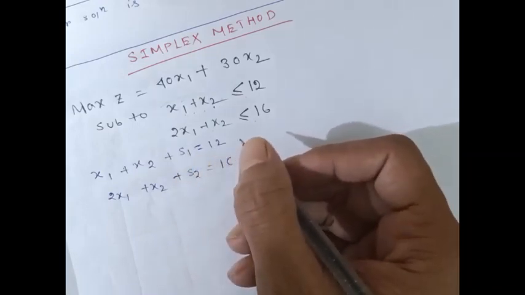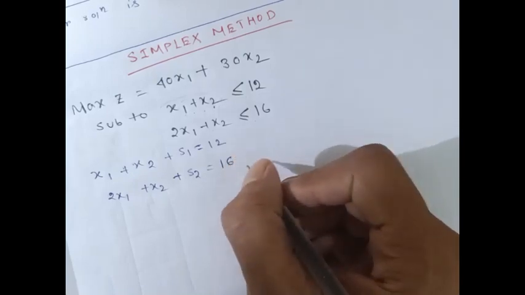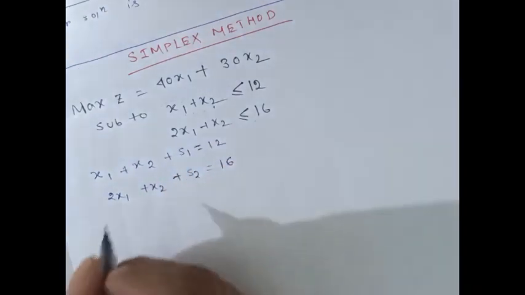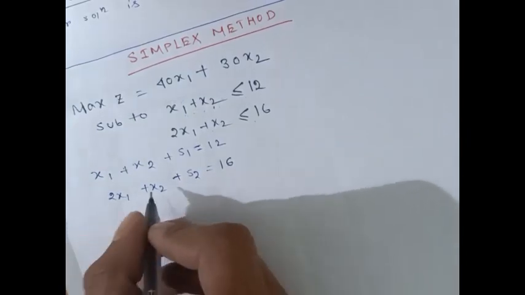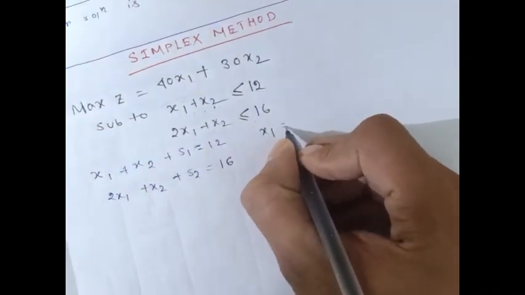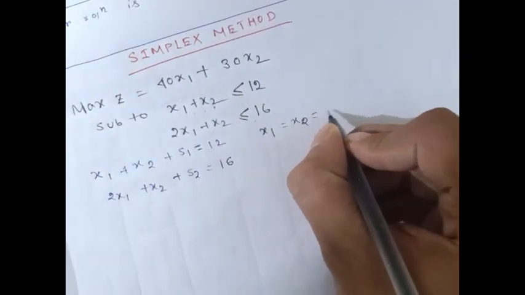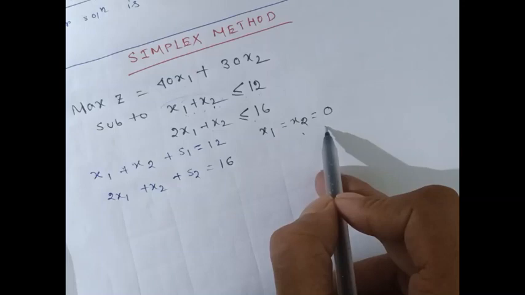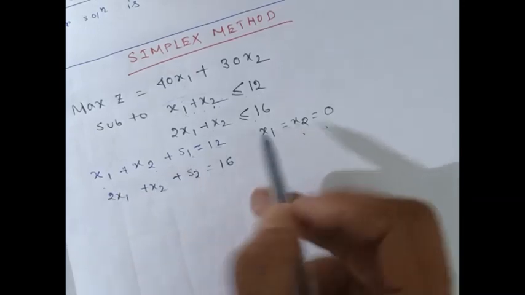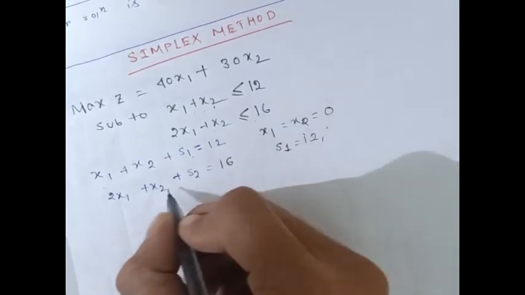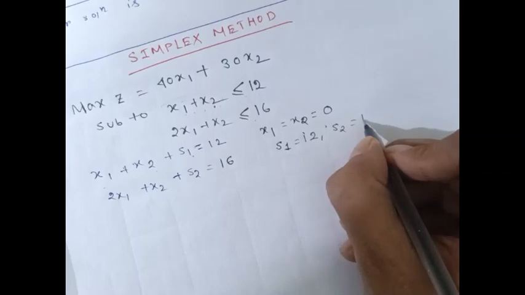Like these slack variables, we have artificial variables and surplus variables. Here, first you have to take x1 equal to x2 equal to 0. So if you take x1 equal to x2 equal to 0, then 0 plus 0 plus s1 is equal to 12. So initially s1 will be 12, and here also s2 is equal to 16.